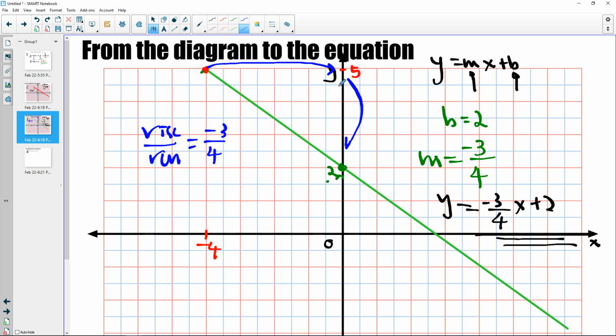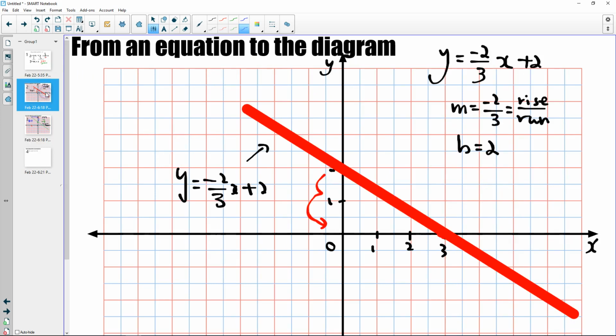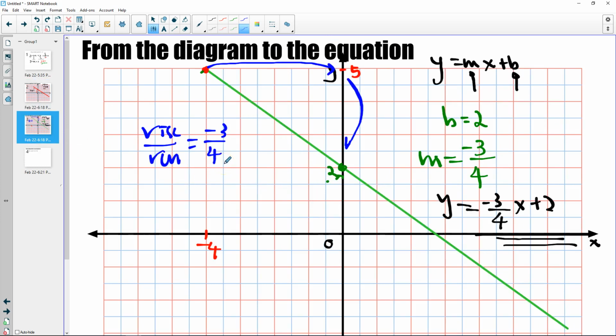So those are 2 very simple ideas of how to convert your equation to a diagram, how to draw it. The other one is, if I'm giving you the diagram, how can I convert that back to the equation? So these 2 things are kind of the reverse process of each other.